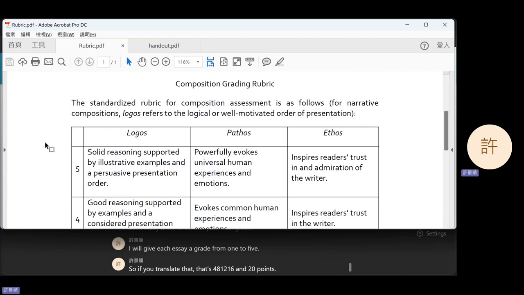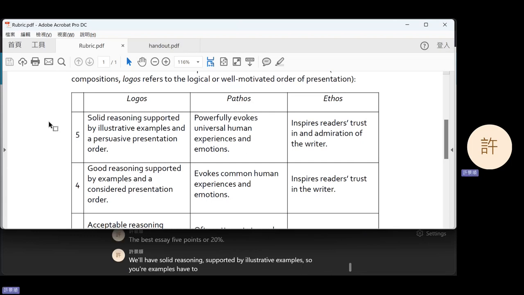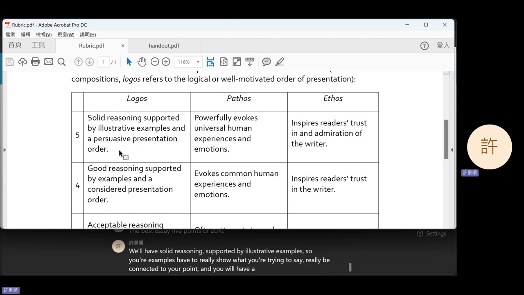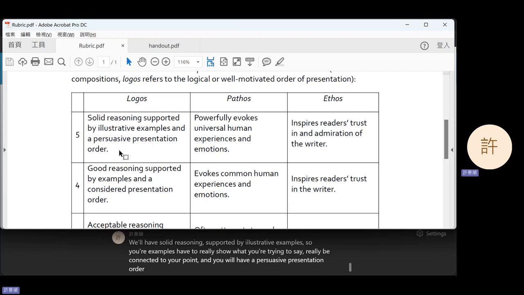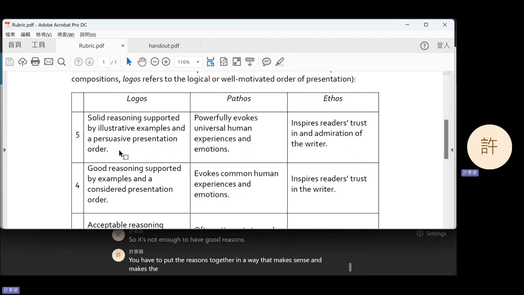This is what I will be looking at for each grade point. The best essay, 5 points or 20%, will have solid reasoning supported by illustrative examples. So your examples have to really show what you're trying to say, really be connected to your point. And you will have a persuasive presentation order. So it's not enough to have good reasons. You have to put the reasons together in a way that makes sense and makes it easy for the reader to follow you and to understand.